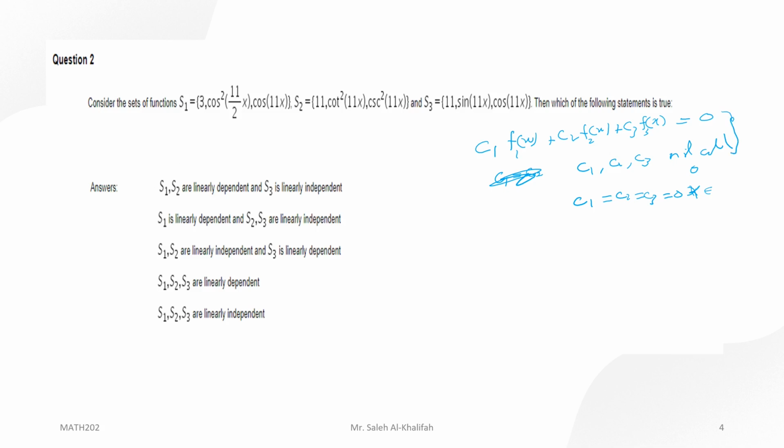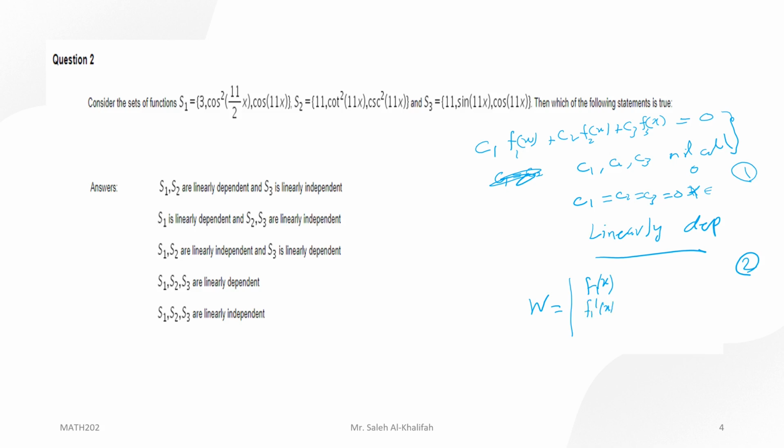فإذا this equation holds such that c1, c2, c3 not all zeros، يعني ممكن واحد منهم يكون zero والباقي لا. If this equation is satisfied, we can say that they are linearly dependent. تمام. If this equation doesn't hold, we say linearly independent. هذا definition.